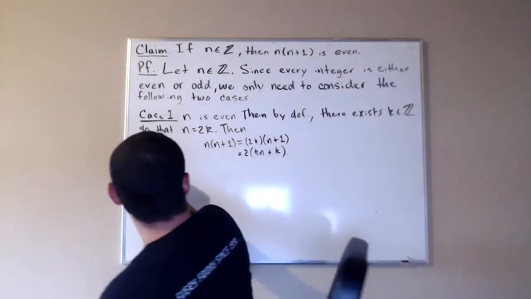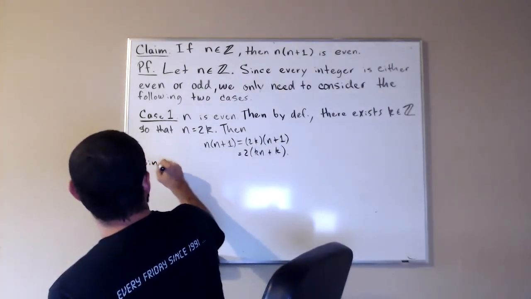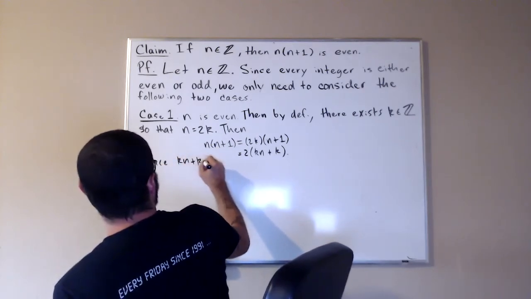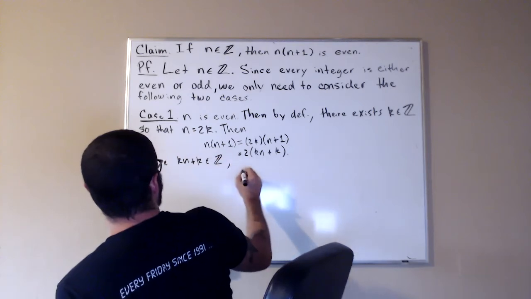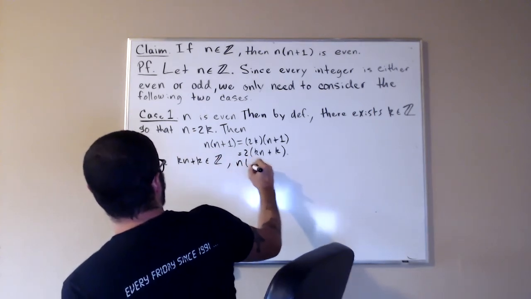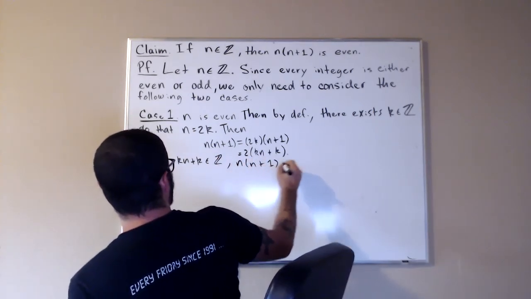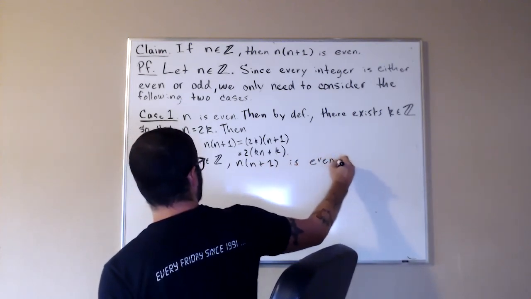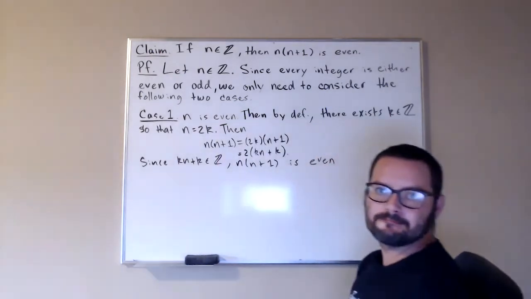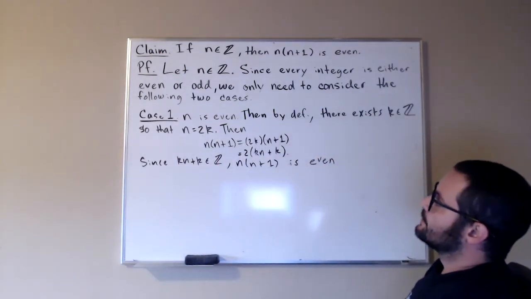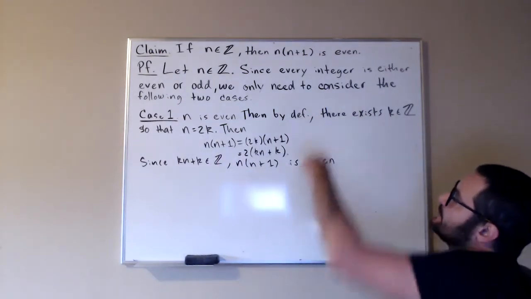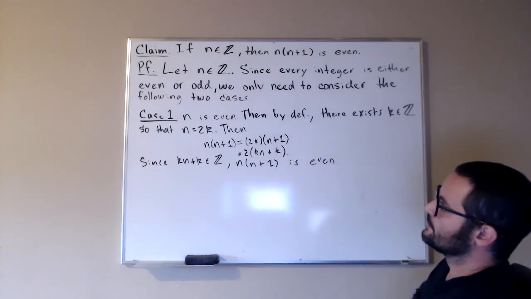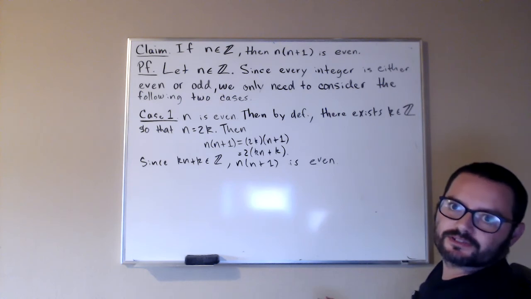So now, since kn plus k is an integer, n times n plus 1 is even. So if n is even, then n times n plus 1 is even. Okay? So now we need to consider the case when n is odd.